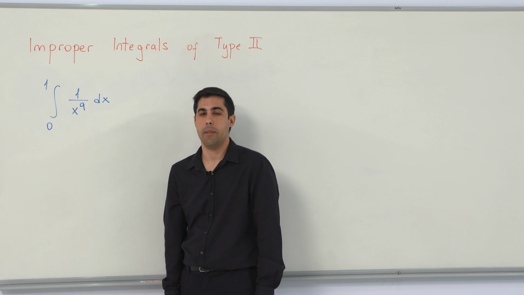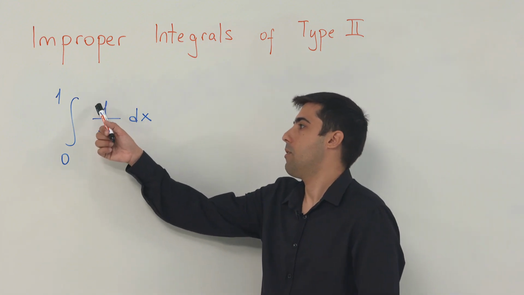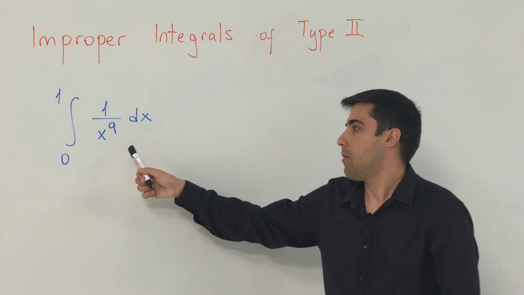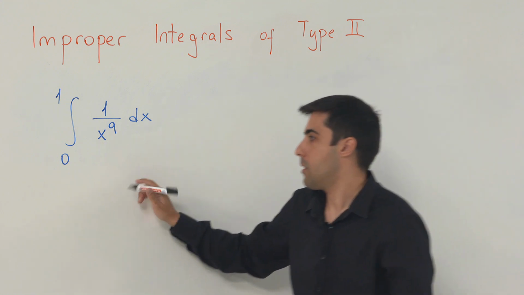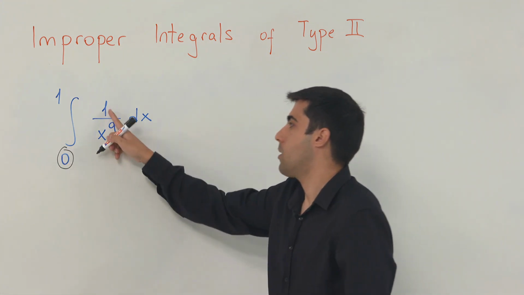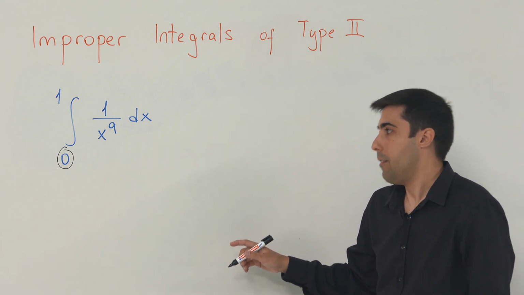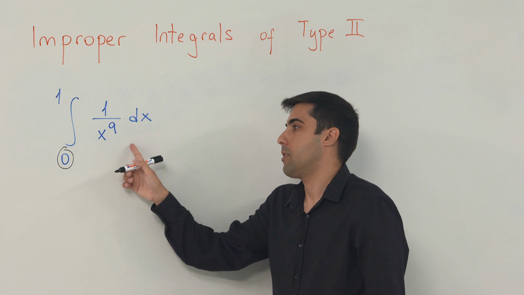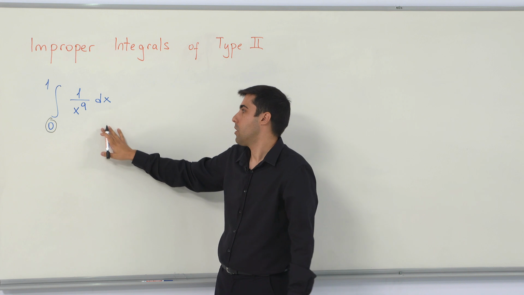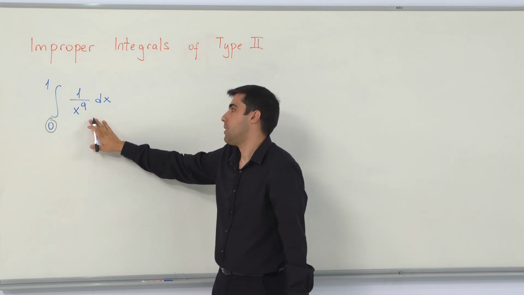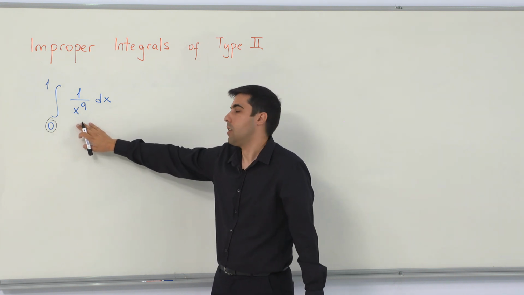As a final example, let's consider the so-called q integral. This is the integral of 1 over x to the q from 0 to 1. As you can see, this is obviously an improper integral due to the 0 over here, because 1 over x is not defined at 0 and has a vertical asymptote. However, the behavior of this integral depends on the values of q. Let's see why. It's basically due to the power rule of integration.